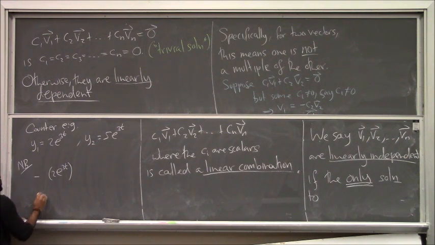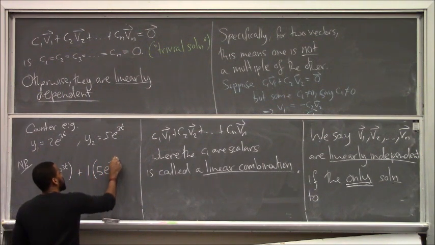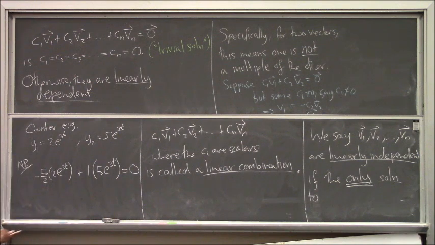No, sorry, 5/2 times this guy plus 1 times that guy, and I get 0, right? So there's a way for me to find non-zero scalars so that when I multiply them and add them together, I get 0. We don't want that to happen, because what it means is that these guys are essentially the same thing. You haven't really said anything different. They both behave like e to the 3t. That's why you got it to work. So once you tell me e to the 3t, don't tell me e to the 3t again.